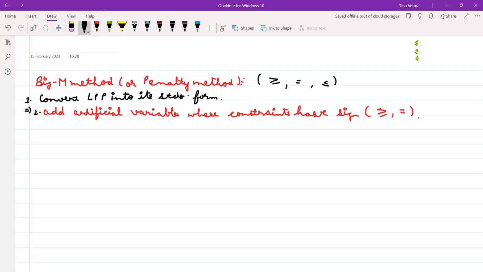When you add your artificial variable, the next step is: if your problem is of maximization, then add minus M into your artificial variable as the cost of your artificial variable. That is minus M into artificial variables. However many artificial variables you add, you will put their cost in the objective function.